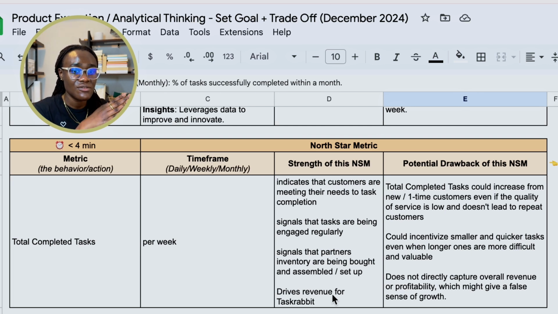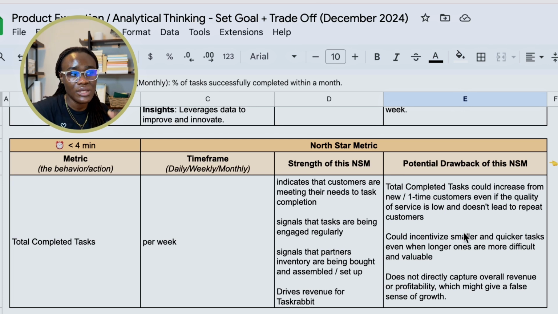It's important to identify some drawbacks in these metrics, because the drawbacks are going to help to set the guardrail metrics or the counter metrics that we want to measure and keep an eye on in case things go wrong. But the potential drawbacks of the North Star metrics. The first thing is the total completed task could increase from new customers or one-time customers, even if the quality of service is low and does not lead to repeat customers. So it means that we might be seeing an increase, but it does not mean that that increase is coming from repeat customers. So that's something that we need to keep an eye on.